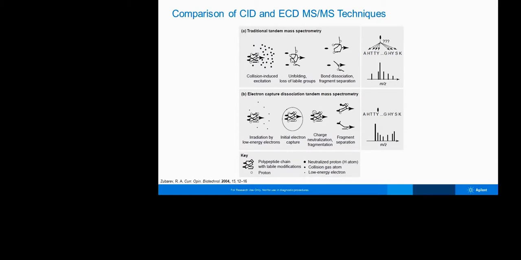Electron capture dissociation starts by irradiating your biomolecule with low energy electrons. You get initial electron capture, followed by charge neutralization and fragmentation. Then you get your fragment separation, but you are able to retain your labile modification along the backbone of your peptide fragments.